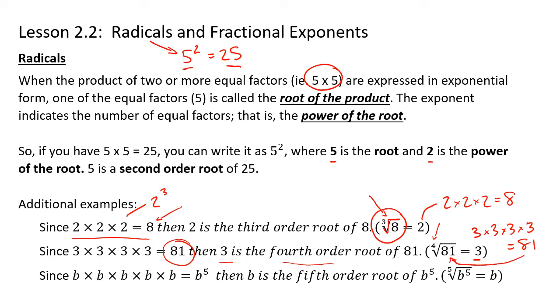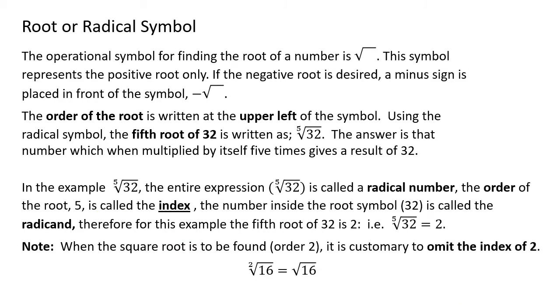If you want to talk about it in algebraic terms, if you have b to the exponent 5, then b is the fifth order root of b to the exponent 5. Or again, writing it in root form, you have the root sign with 5, and the root of b to the exponent 5 is just equal to b. So the symbol that you saw used there was the root sign.